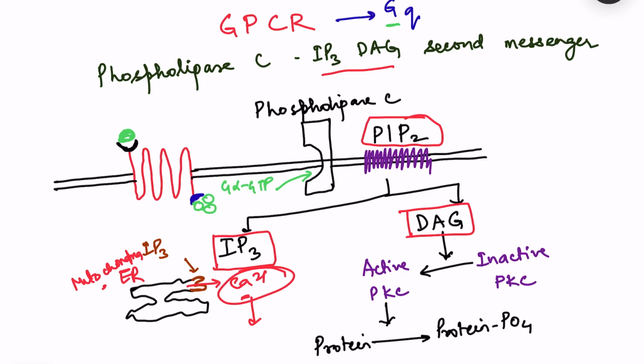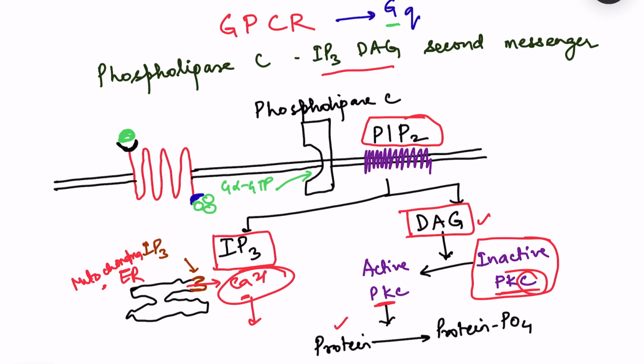Then coming to diacylglycerol. Diacylglycerol causes the activation of protein kinase C. Okay, in cAMP we saw that a cAMP dependent protein kinase A is activated. Here DAG dependent protein kinase C is activated, and it also causes the phosphorylation of enzymes. Okay, because it also is a kinase, right?